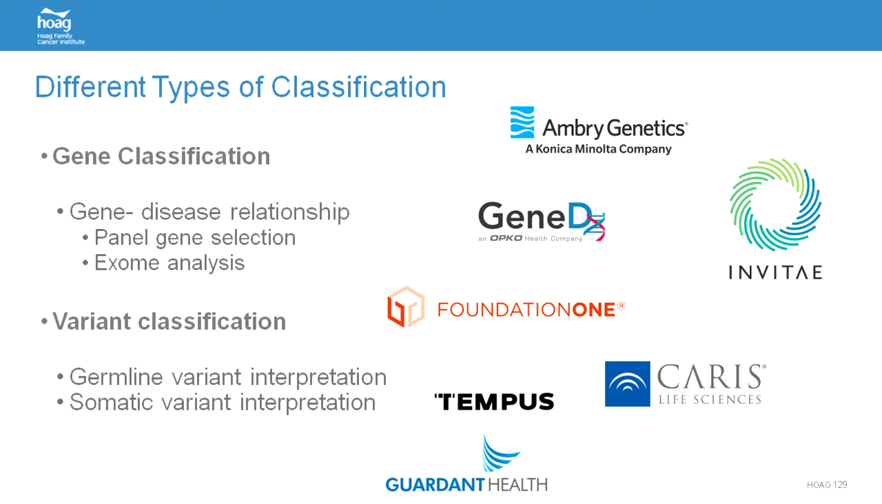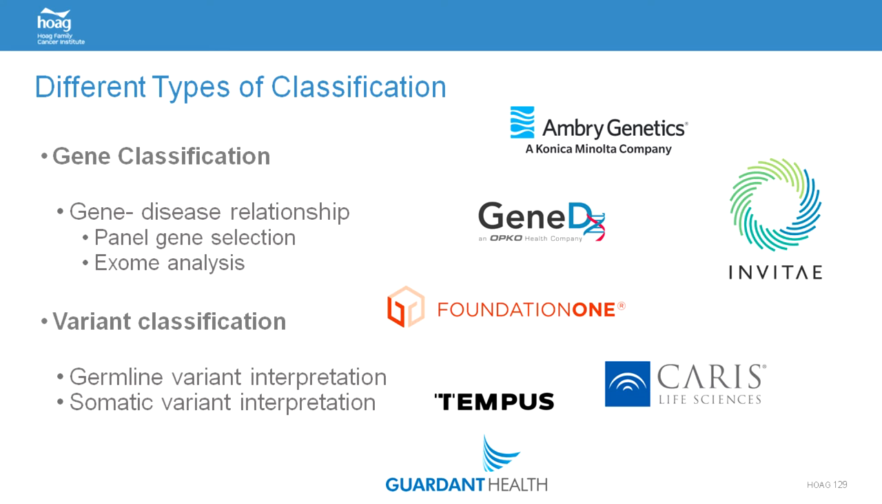I just want to clarify something that we use in a laboratory. There are two different kinds of classifications. We have gene classification, which is a gene-disease relationship. This is the beginning, where we decide if this gene is associated with this disease. That is used for any panel design or exome sequencing. Different laboratories have different ways. They didn't have, until about 2017, 2018, any quantitative studies and measurements to assign a gene to a disease, but there are some publications that show the evidence they use for gene-disease relationship.